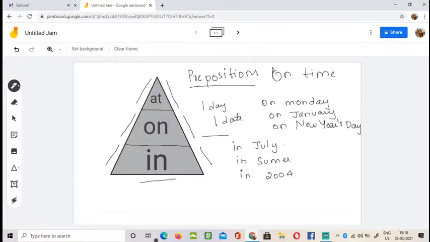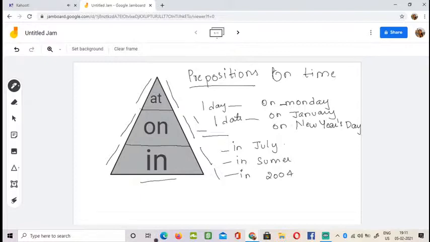We are describing a larger time period if we are using in. At and on are comparatively less. If we use on, it is less. Sometimes we are describing only a month or a date, one day or one date, but with in we are describing a month, a season, a year. If we compare on and in, we have a longer period of time with in than on. That is how you use the prepositions.